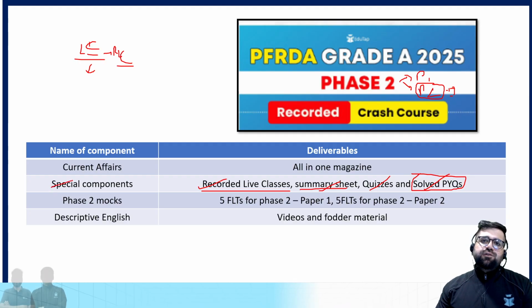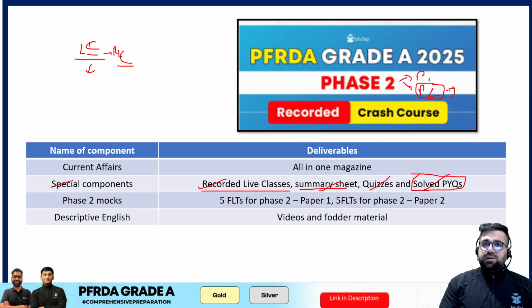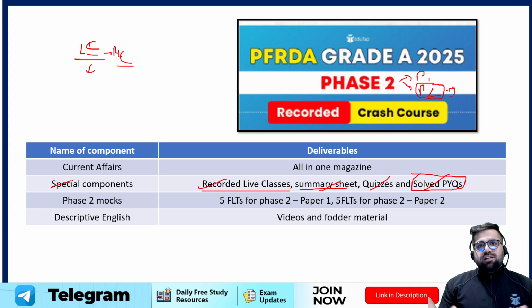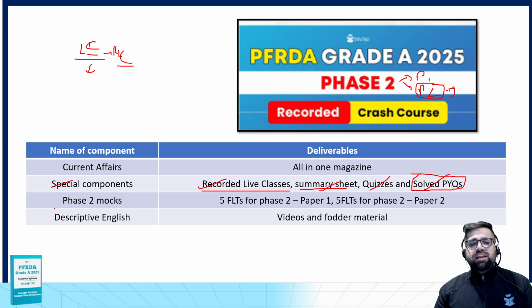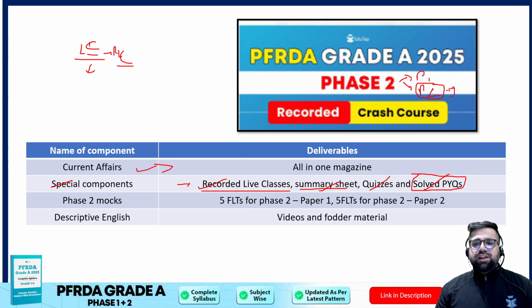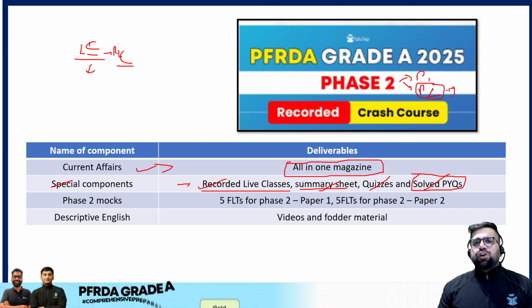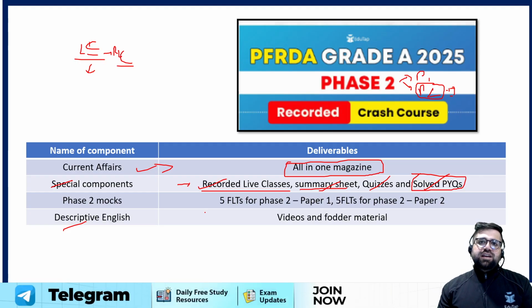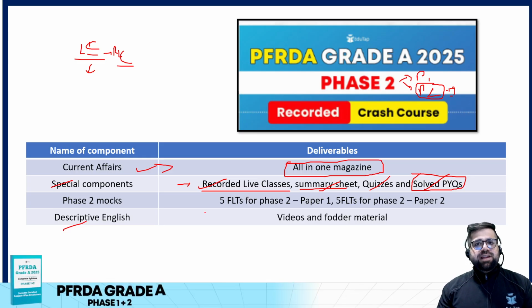The same structure has been followed in different components, like commerce and accounts, costing, Companies Act, economics, finance, management and pension. So for all the 7 components, this is the material we are providing to you. For current affairs also, we are providing you an all-in-one magazine which will cover all the relevant current affairs for your Paper 2. And for descriptive English also, we are providing you recorded live classes which will help you understand the nitty-gritties of essay, précis writing, and reading comprehension.